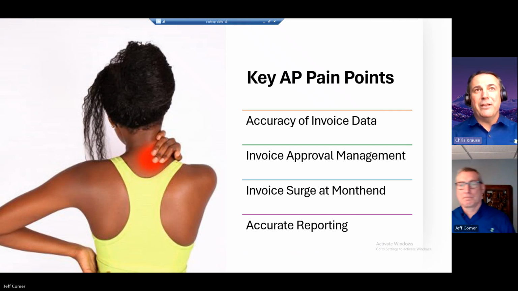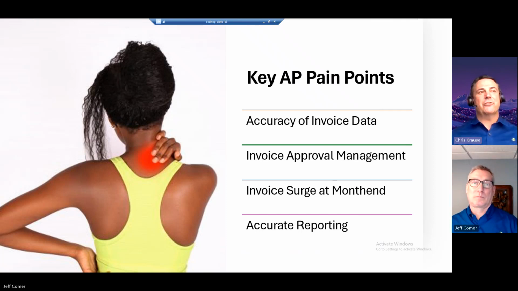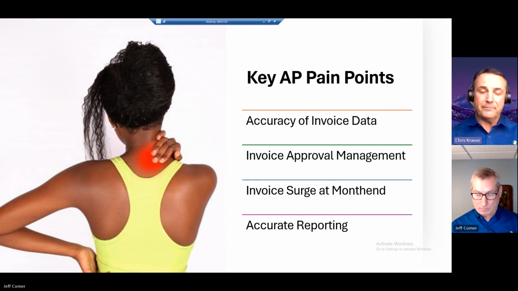You also probably have had problems where you get this giant surge of invoices at month end, just tangling up and making month end even harder than it is normally to process invoices. And last, you're probably asking yourself, how do I get accurate reporting so I can better manage both my vendors and my AP staff to ensure I'm getting the best throughput? So we're going to show you how we can solve some of those with technology today.